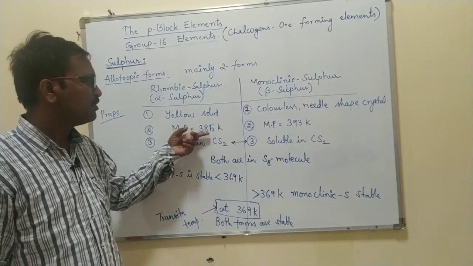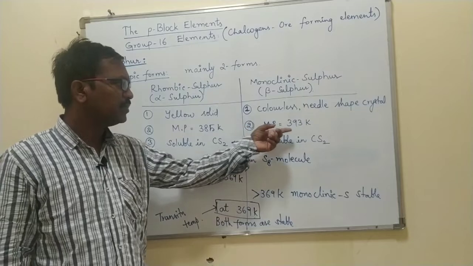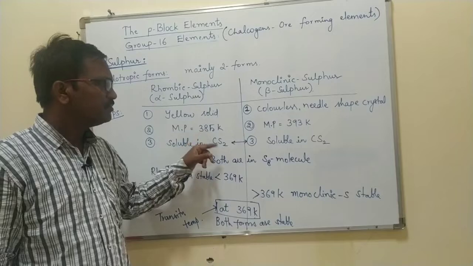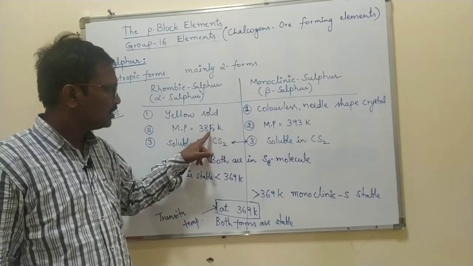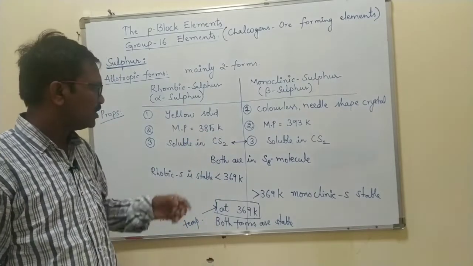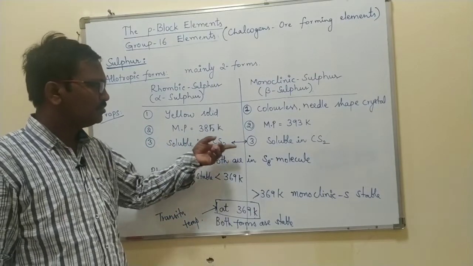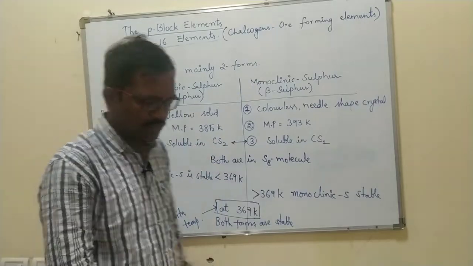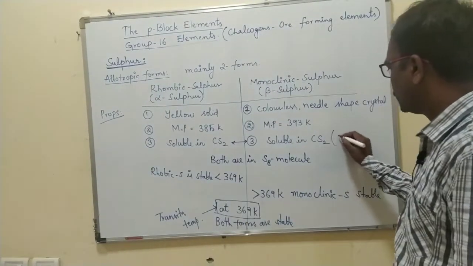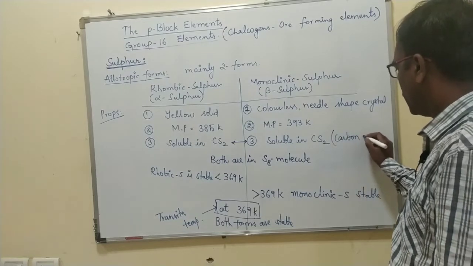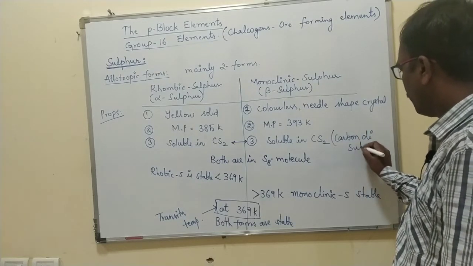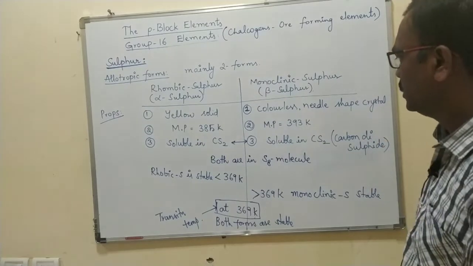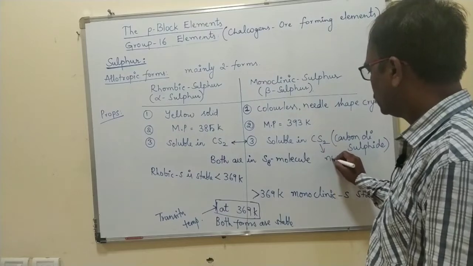Melting point of rhombic sulfur is 385 Kelvin, melting point of monoclinic is 393 Kelvin. So which one melts more easily? Rhombic sulfur, at 385 Kelvin. Both are soluble in CS2, carbon disulfide. It is a non-polar solvent.